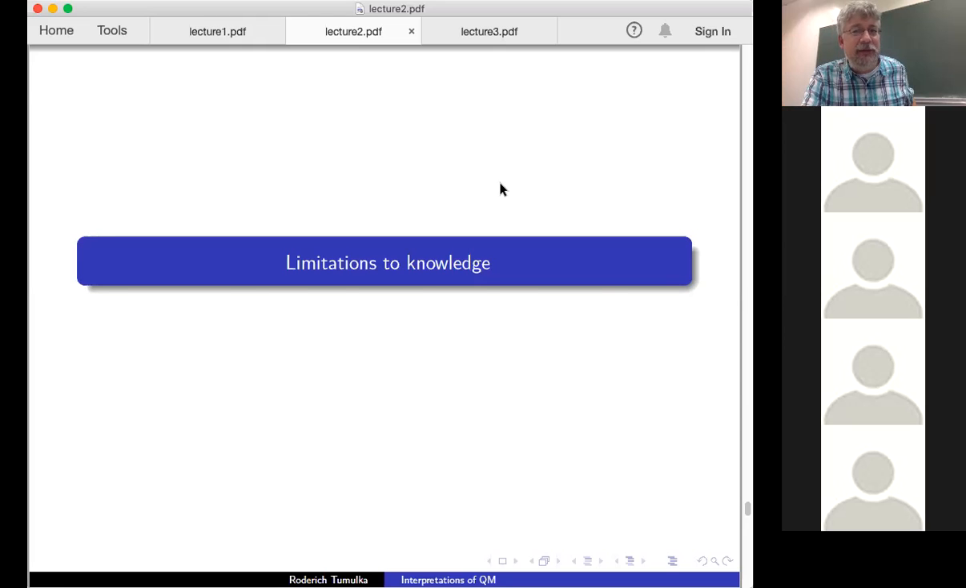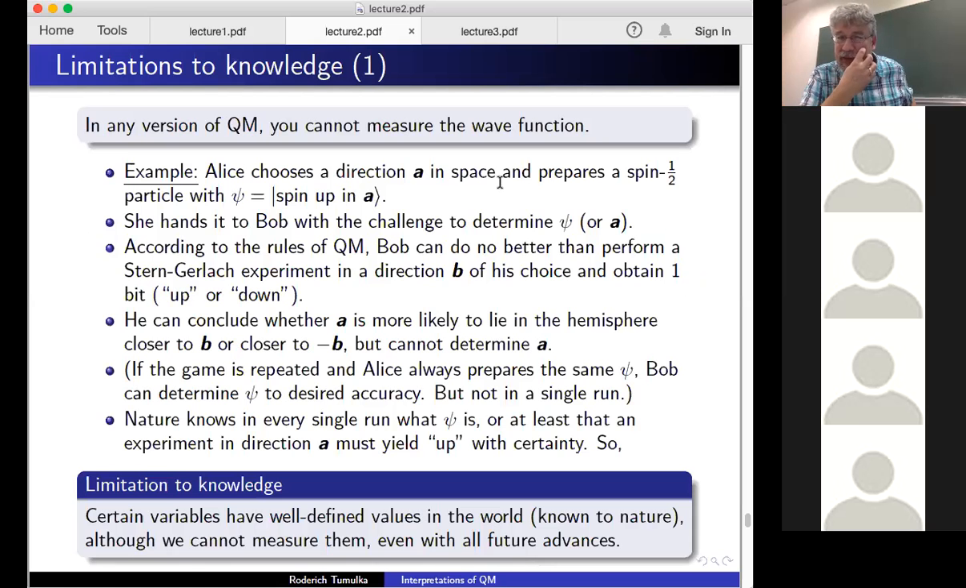What does that mean, limitation to knowledge? It means that some things are real, but you can't measure them. Here's an example that applies to any version of quantum mechanics. You can't measure a wave function.